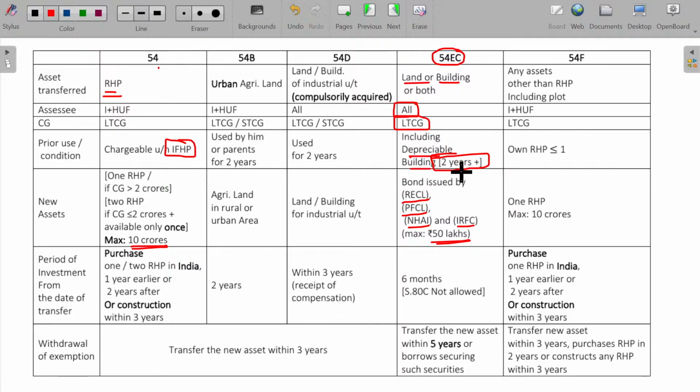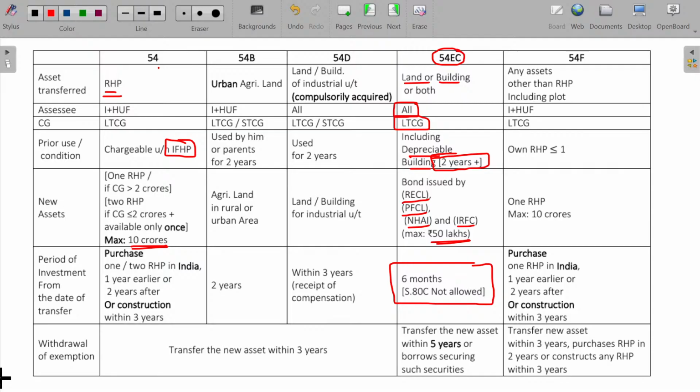In this case, after the sale, whatever profit you get can be invested in RECL, PFCL, NHAI, IRFC. In all these cases, you can invest. That investment should be within 6 months. Within 6 months. Okay, ADC. So you can invest that money within 6 months.